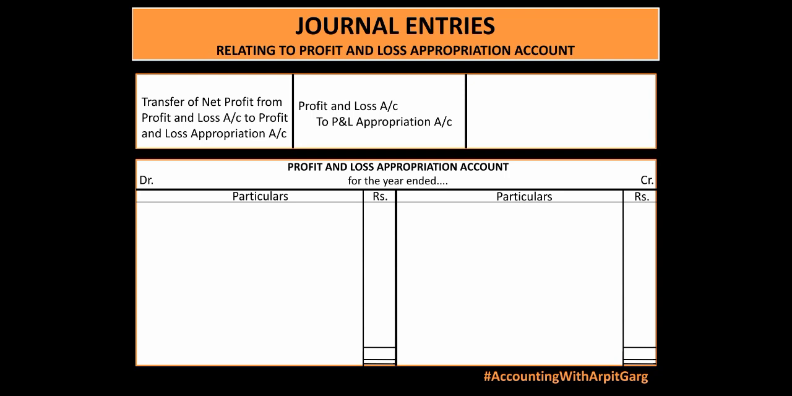Now, we have profit in our profit and loss appropriation account. And remember, balance of profit is credit. So, this will be transferred to the credit side of profit and loss appropriation account. Understood? Please note this down and revise once.